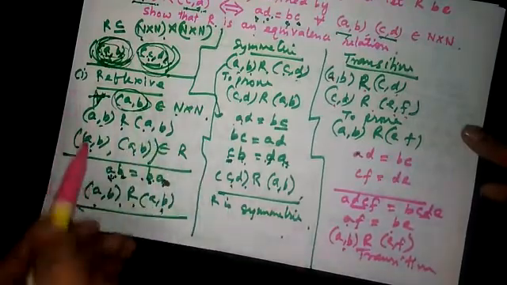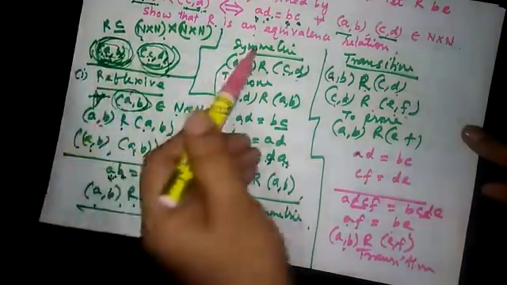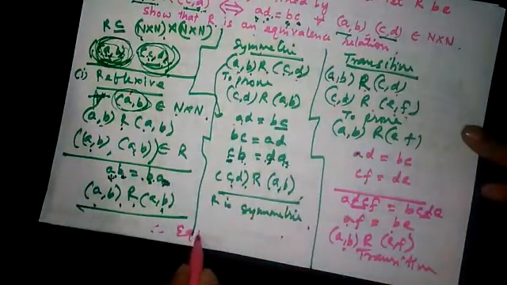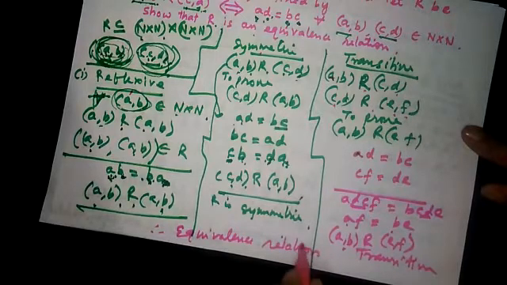R is reflexive, R is symmetric, R is transitive. Therefore, R is an equivalence relation. Right?